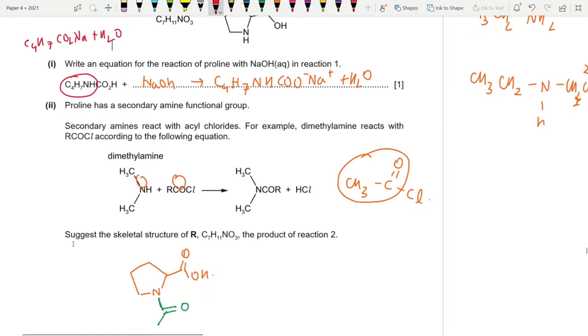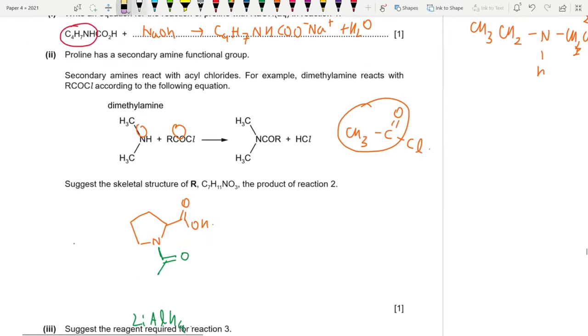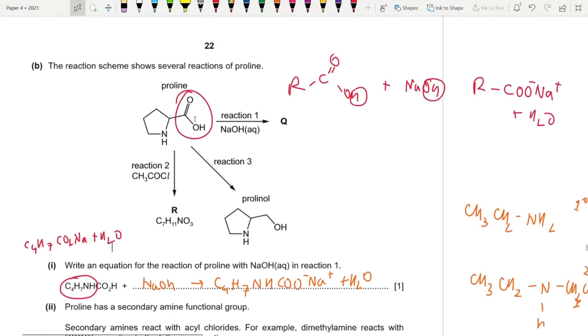Your wish. Proline has a secondary amine functional group. Secondary amines react with acyl chlorides. For example, diethylamine reacts with RCOCl according to the following equation. Okay, we get an amide basically, a pseudoamide, because we don't actually have the hydrogen attached. Suggest the skeletal structure of R, the product of reaction 2.